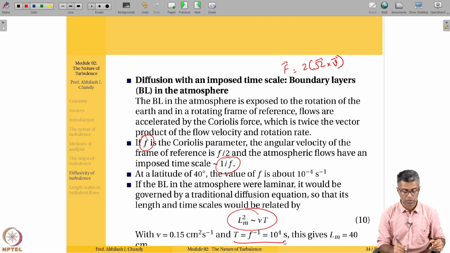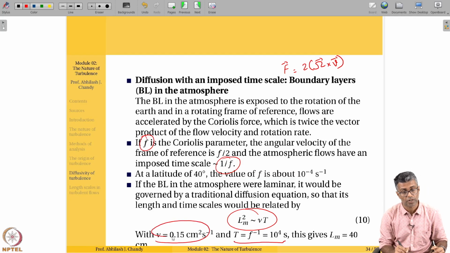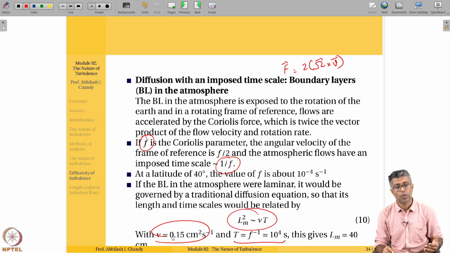And kinematic viscosity, since air is involved, we know what the kinematic viscosity is, or the momentum diffusivity, which is 0.15 centimeters squared per second. This gives us an LM of 40 centimeters, isn't it? LM of 40 centimeters. So that is the length scale associated with this problem if the atmospheric boundary layer was laminar. Okay, now we know that is not the case.